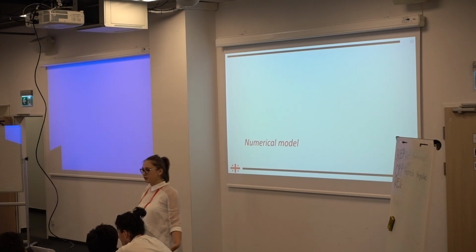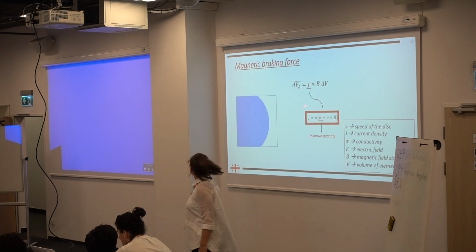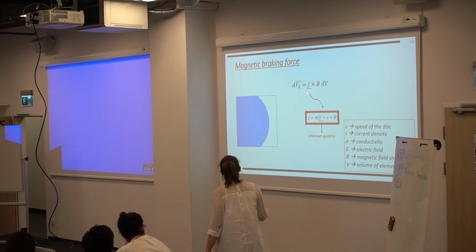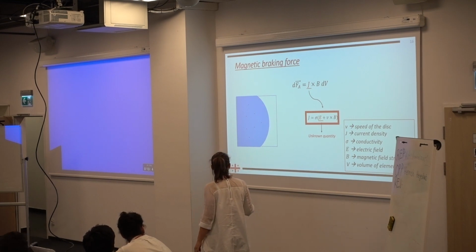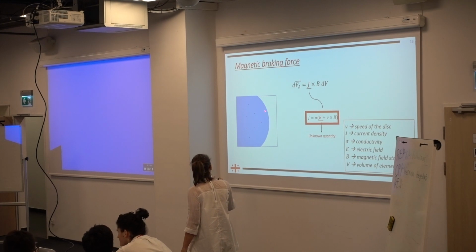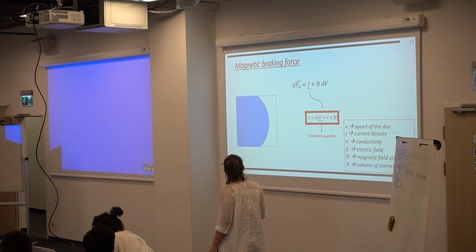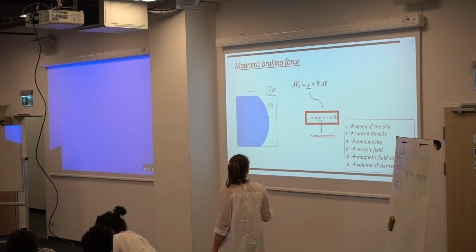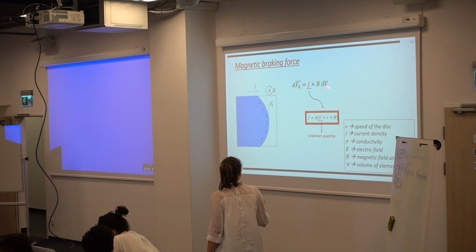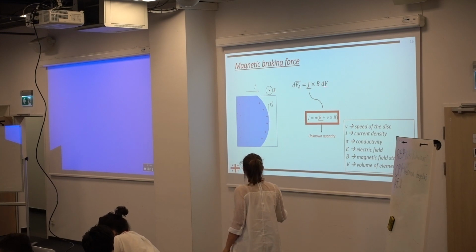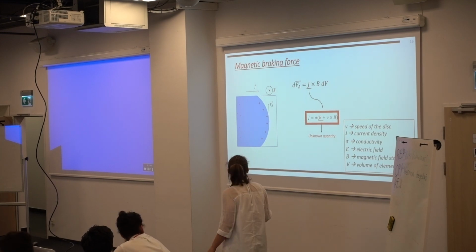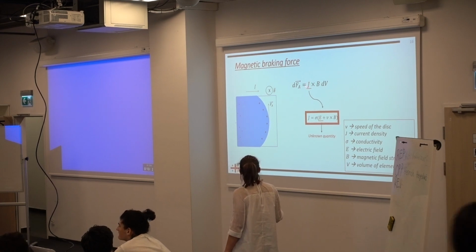Now, for the numerical model. As we already mentioned, this force is written for a single part, for the magnetic force applied to a single point of the disc. We have a current density, we have magnetic field strength, and we have this dV, which is the volume element of the disc. The only unknown quantity that we have in this equation is this current density.